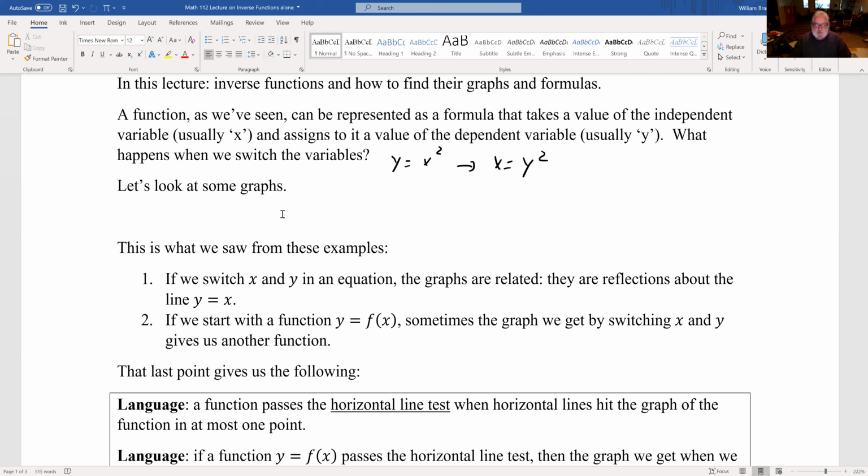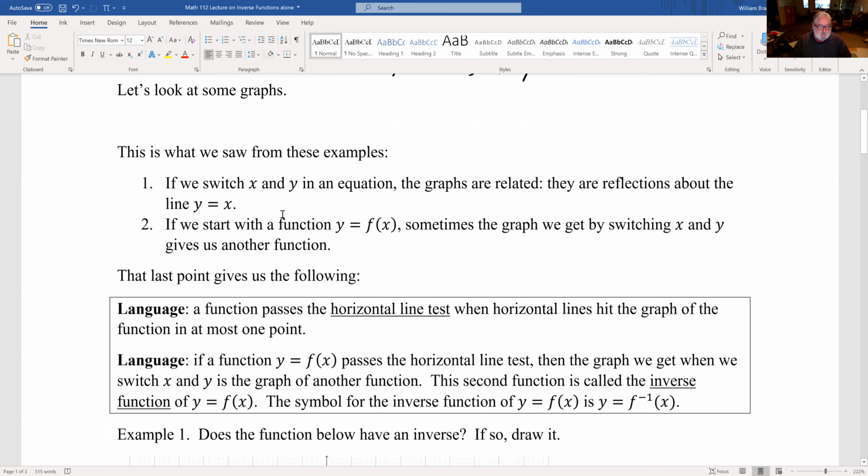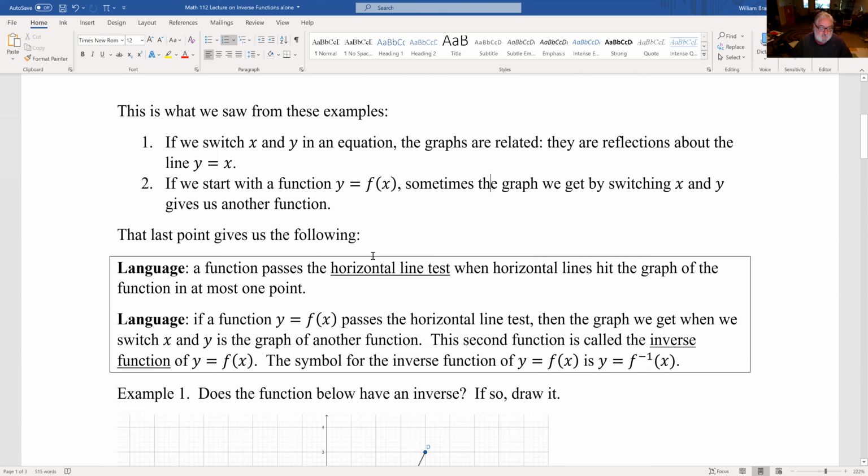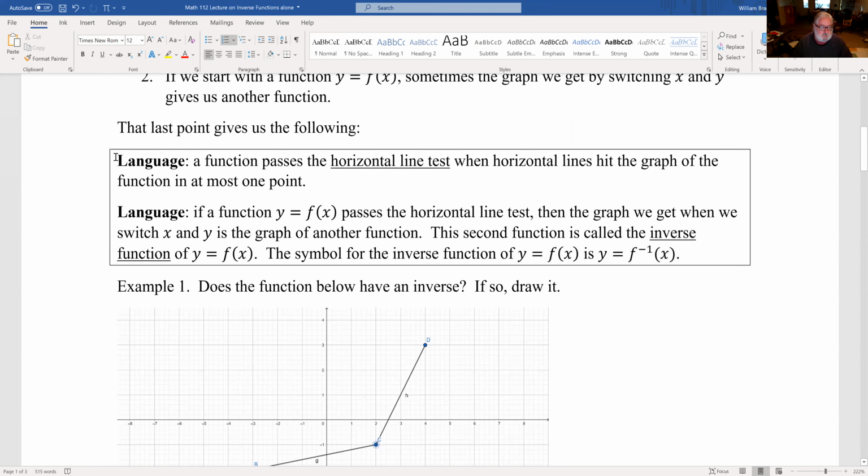So we should be back from the GeoGebra session now. What did we see from these examples? If you switch x and y in an equation, the graphs are related. They're reflections about the line y equals x. And if you start with a function y equals f of x, sometimes the graph we get by switching x and y gives us another function. And so that gives us these two rules.